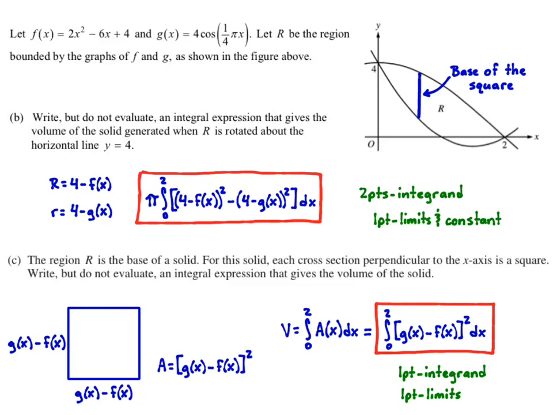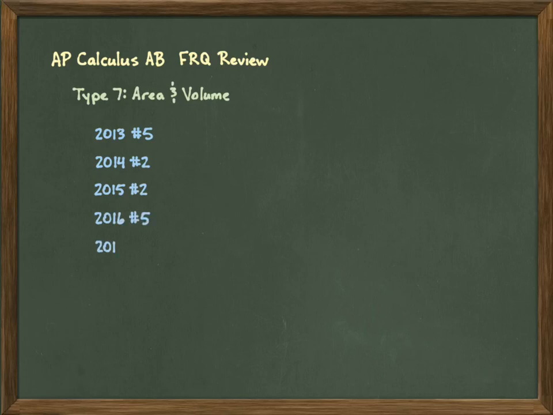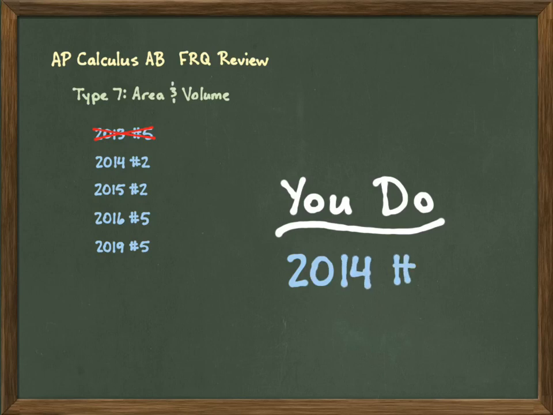All right, so there is my example of area volume problems. Now it's your turn. This is the last type, so you only have 4 more FRQs to go. So we just did question number 5 of 2013. You now will do question number 2 of 2014. This is a calculator problem, so go ahead and give it a shot. Hopefully you do well on it. Remember to set a timer for 10 minutes and then come back and watch the next video to see how you did.